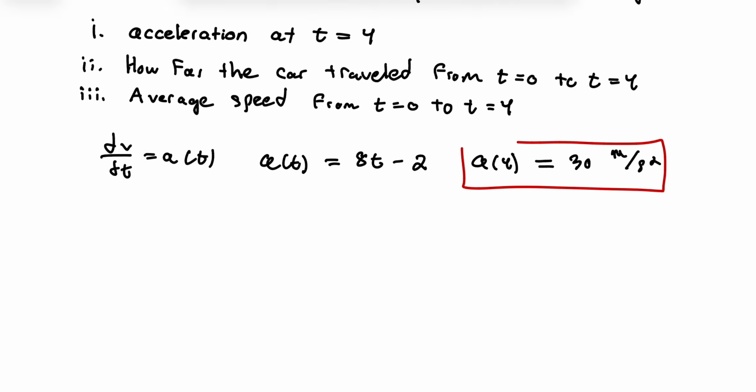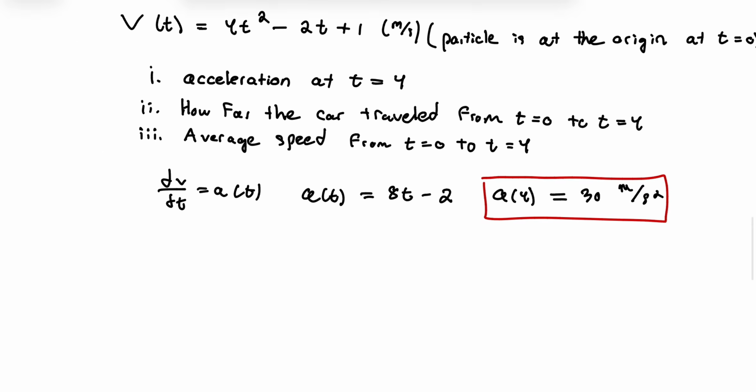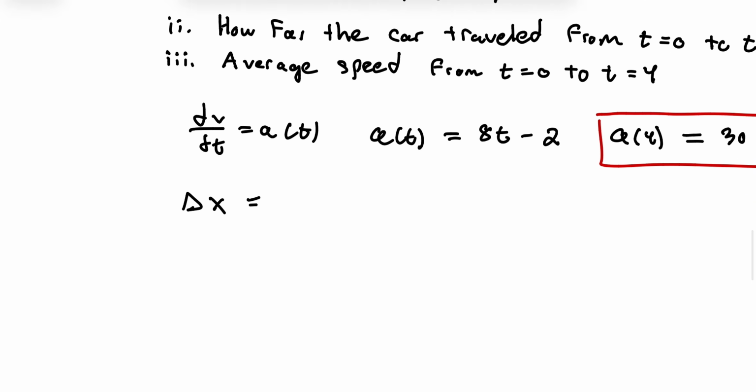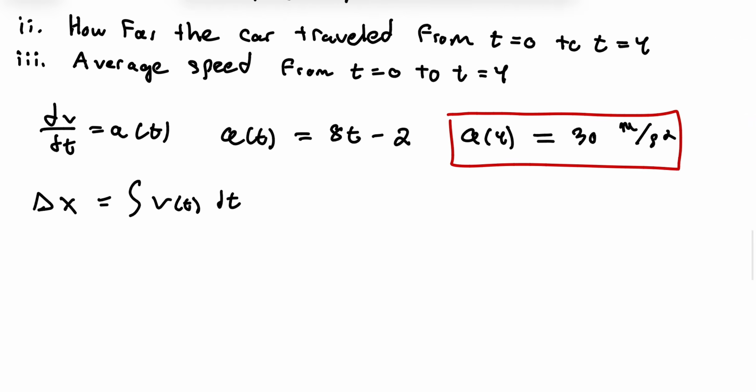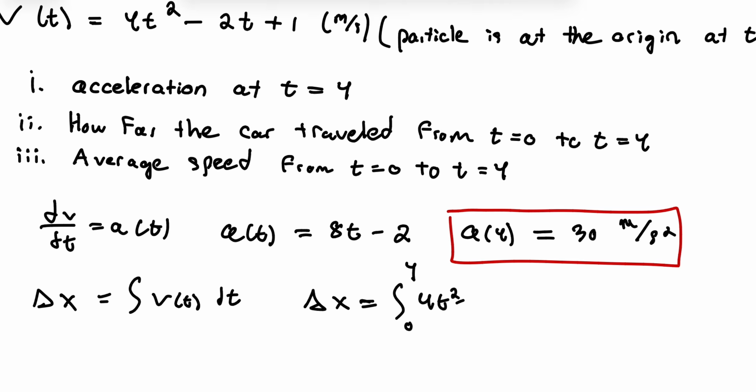Now let's take a look at part 2. We want to find how far the car traveled from t equals 0 to t equals 4. So now we want to use the fact that our displacement, or we'll call it in this example change in x, is going to be equal to the integral of our velocity function with respect to time. So applying this to our problem, our displacement is going to be equal to the integral from 0 to 4 of 4t squared minus 2t plus 1 dt.